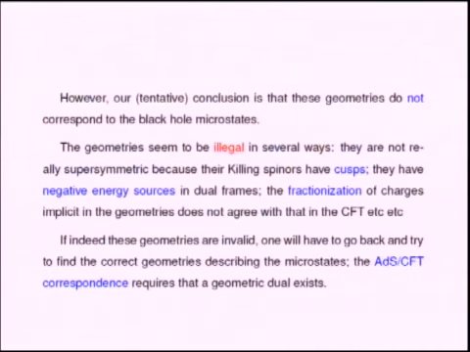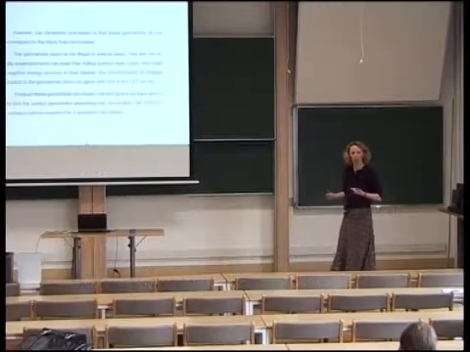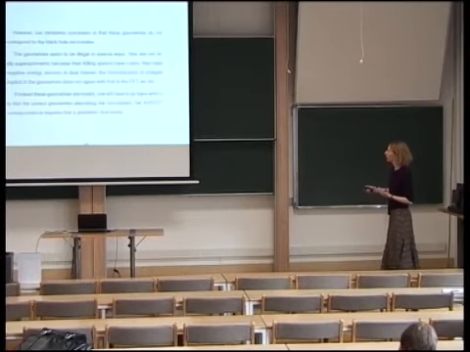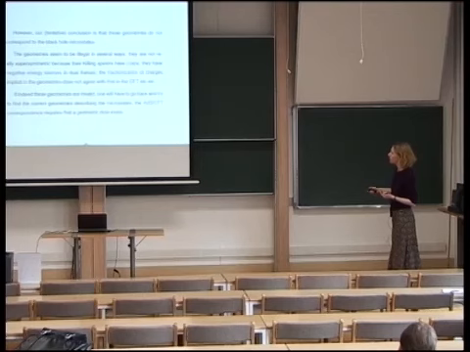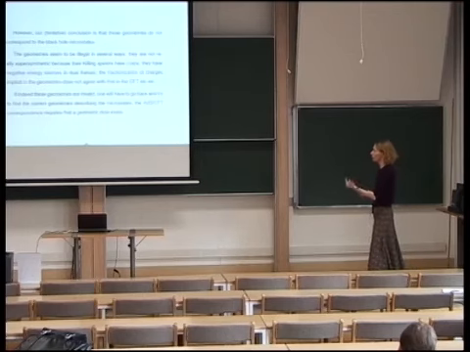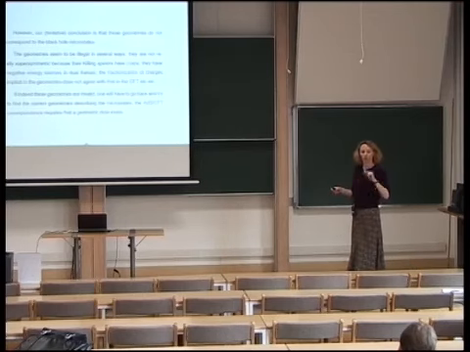The supersymmetry is actually illegal because the Killing spinors have cusps as they cross between the regions of different signature in the base space. The Killing spinors are certainly sick. They have negative energy sources when I do dualities and take them into dual frames. So I don't have sources in the D1, D5 frame, but if I move it into a frame where I have sources, fundamental string frames, these have negative energy sources. This is not legal. The fractionalization of the charges implicit in the geometries doesn't agree with that in the CFT, and it also seems to be illegal and inconsistent.